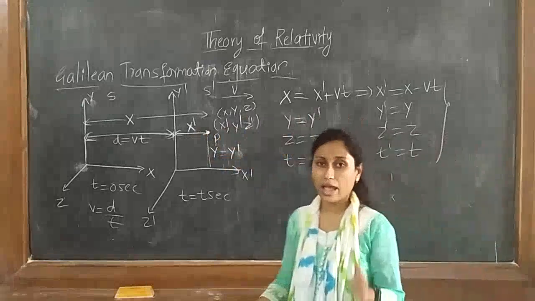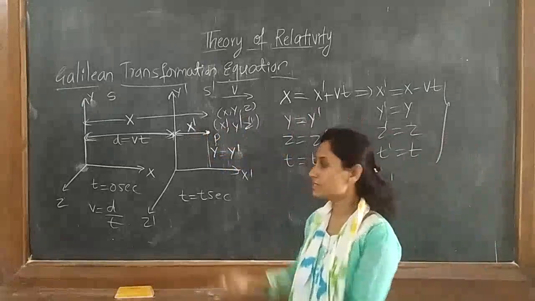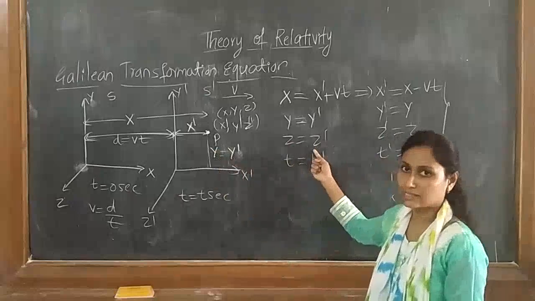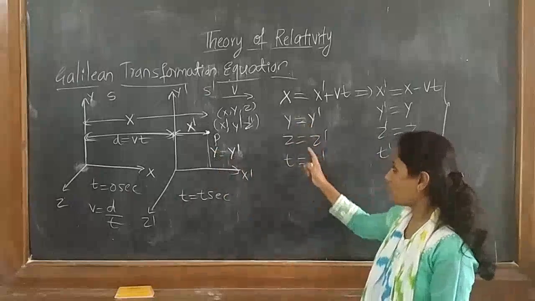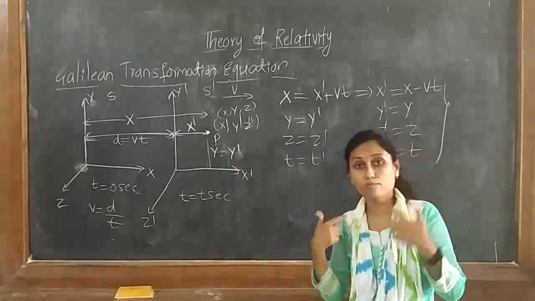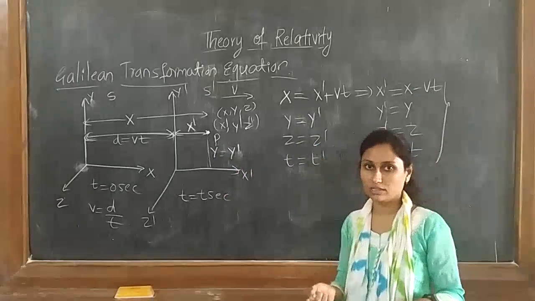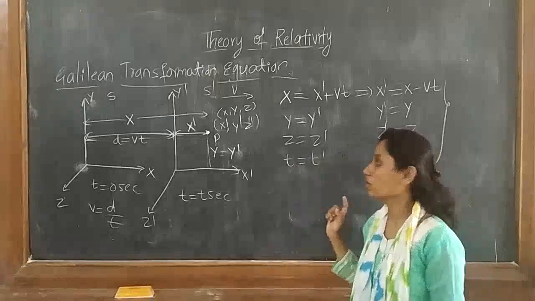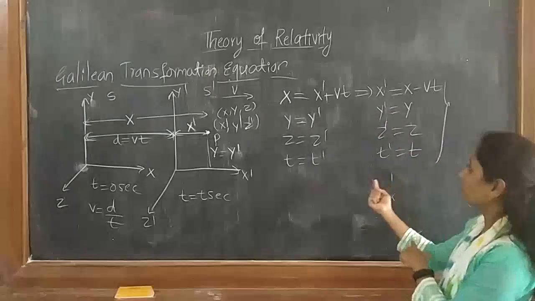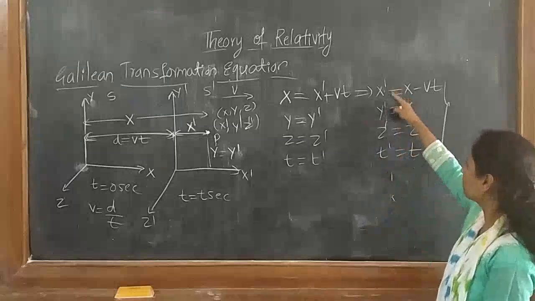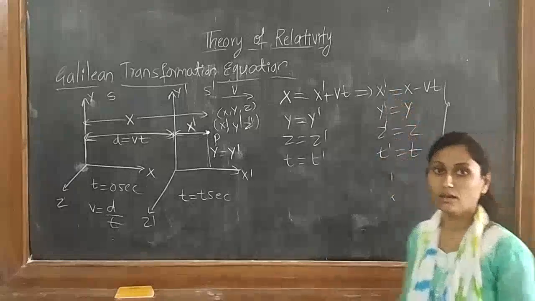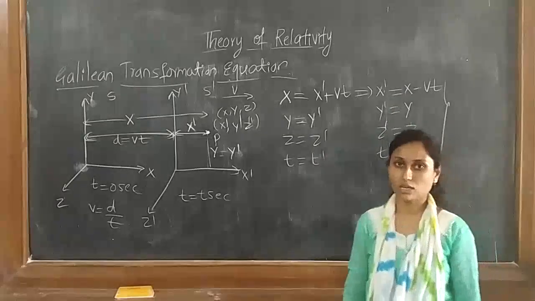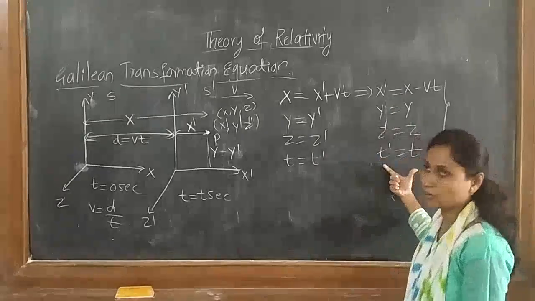As it is moving only along the x-axis, there is no change along the y-axis and the z-axis. That's why they remain constant. And also for that event, the time does not change according to both frames, so the time also remains a constant quantity. Now if you transfer this with respect to the S dash frame, we will get the equation like this. So these are called the Galilean transformation equations.